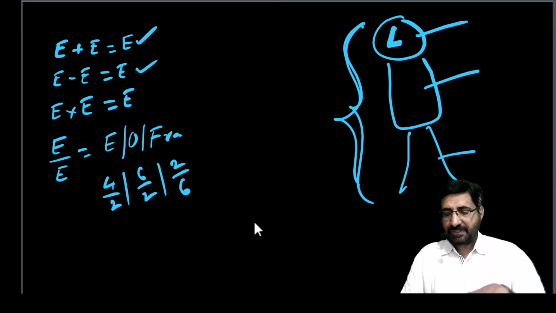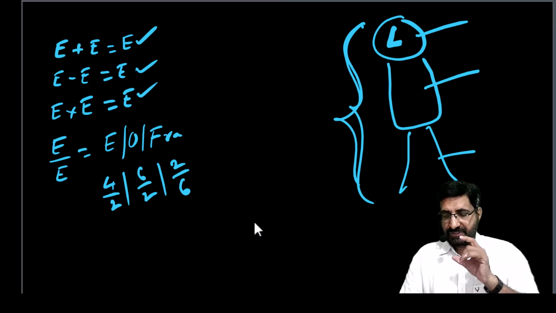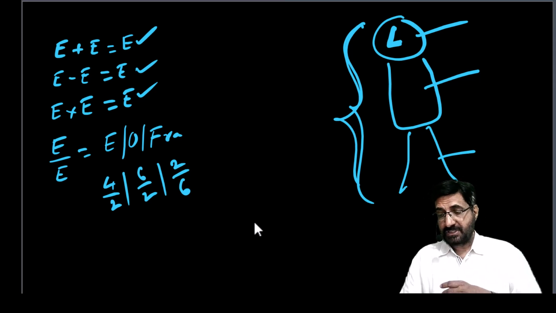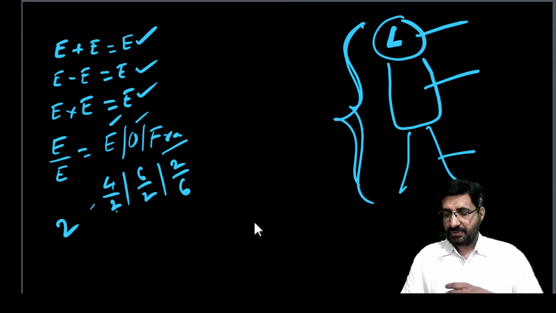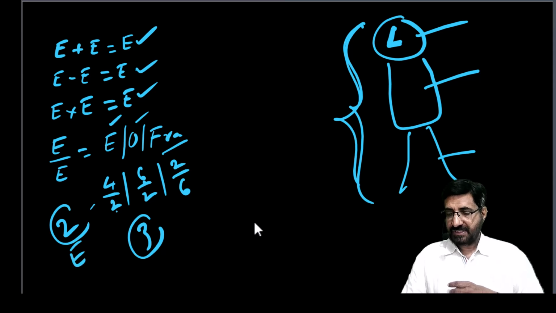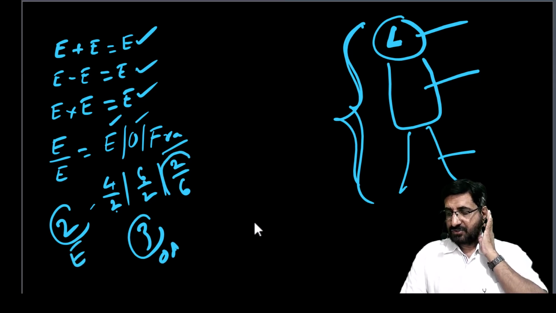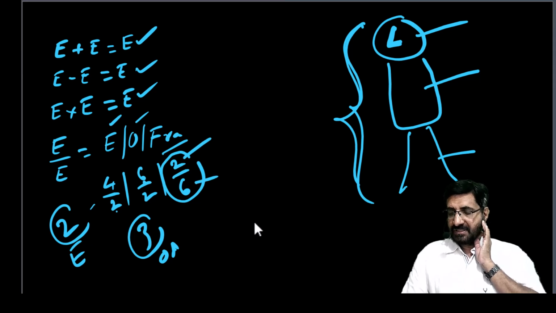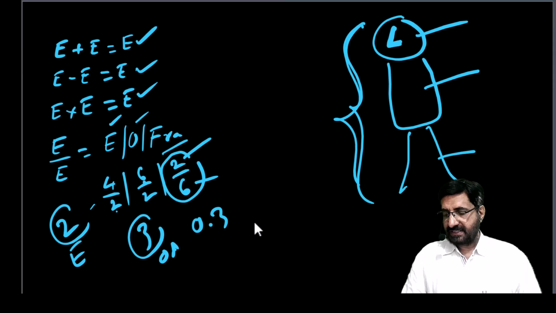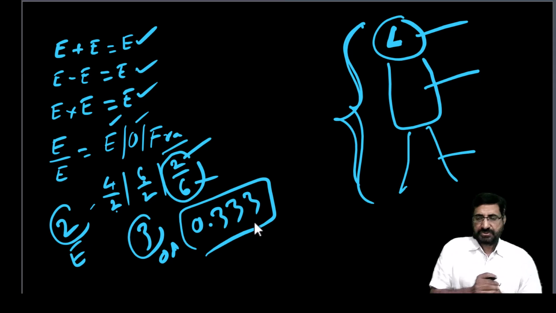If you multiply two even numbers, again you will get an even number. If you divide one even number by another even number, you might get an even number or an odd number or a fraction. For example, 4 by 2, you will get 2, which is even. 6 by 2, you will get 3, which is odd. This is even, this is odd. And 2 by 6, see 2 is even, 6 is even, here you are getting a fraction in fact. 6 threes are 18, again 2, so 0.333 like that you are going to get. This is a fraction.